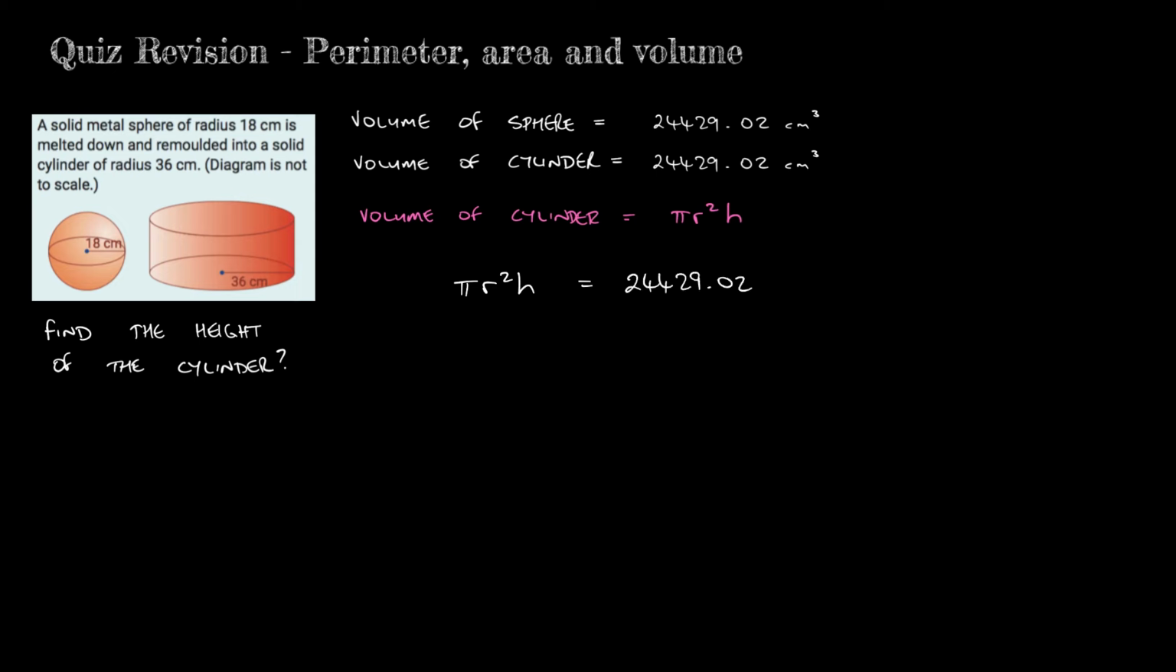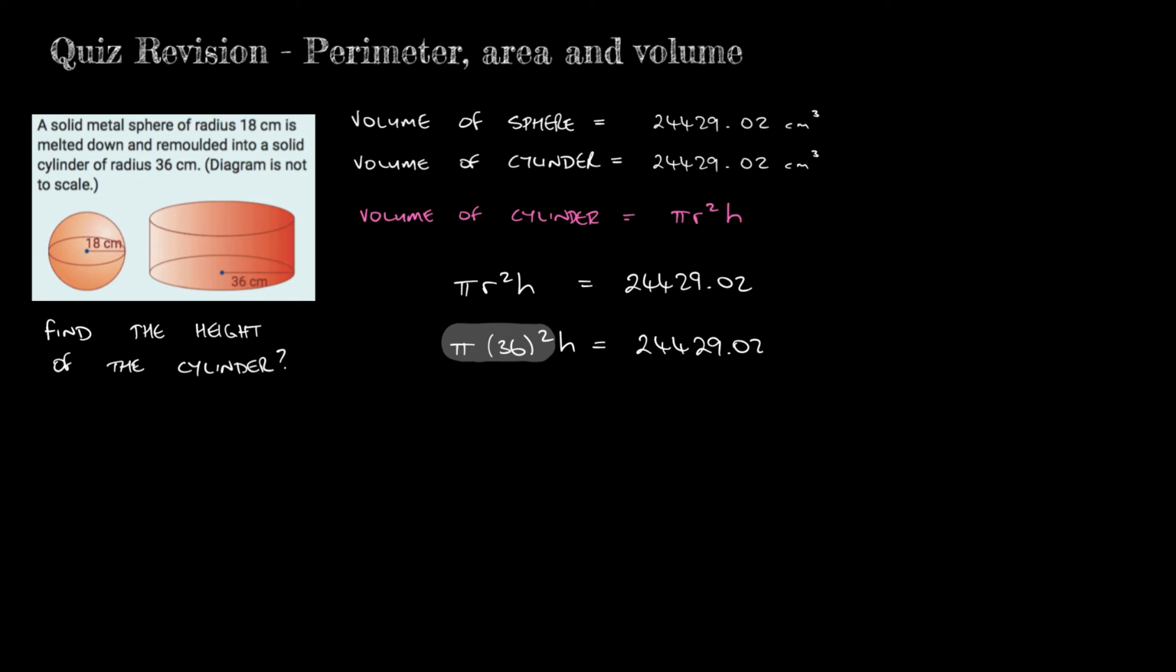So what we can say there is that pi times r squared times h will be equal to 24429.02. We know what the radius is, so we can fill that in. Pi times 36 all squared times height is equal to 24429.02. So all I've done there is filled in what the radius was. Everything that's highlighted represents a number. Pi represents 3.14 and so on. 36 squared represents a number. So I can type that into my calculator.